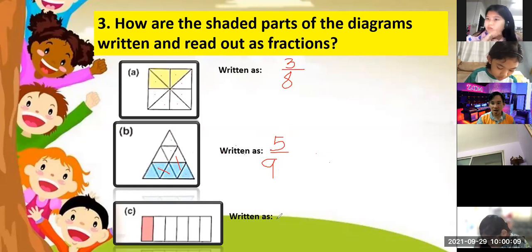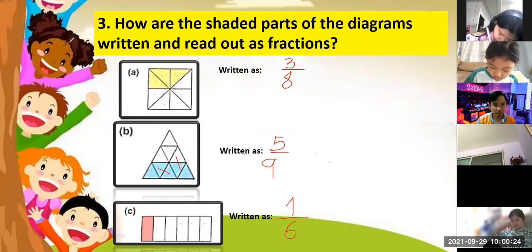Here, how many equal parts in letter C? 1, 2, 3, 4, 5, 6. So right here, 6. And 1 part is shaded, so that is 1/6.